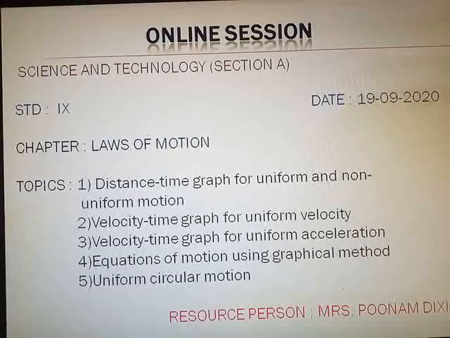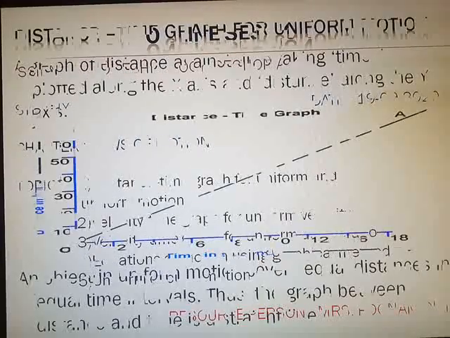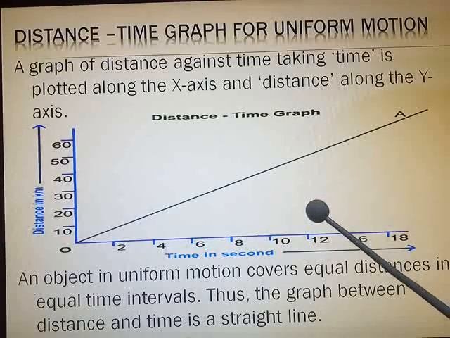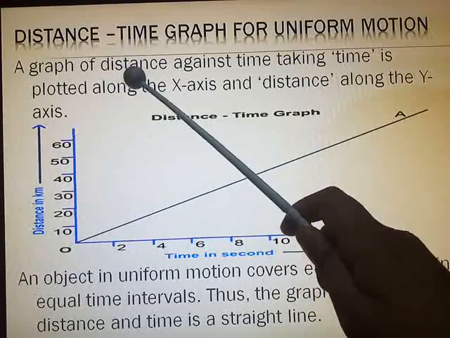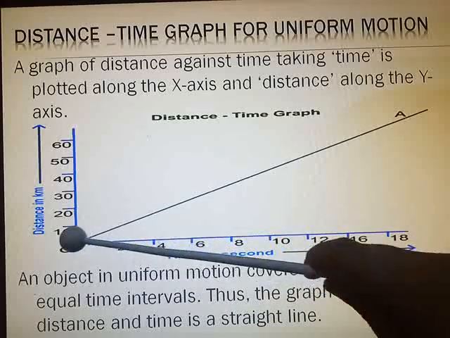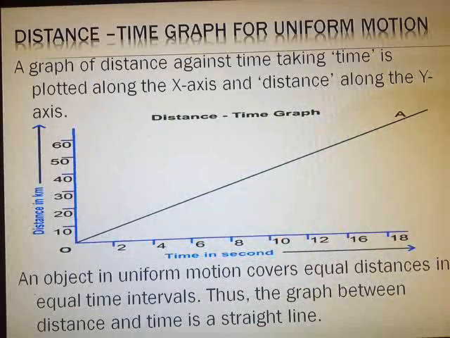So without wasting our time, we will start with our first topic, that is distance time graph for uniform motion. If a graph of distance against time is taken, and here time is taken along the x-axis and distance in kilometers is taken along the y-axis, then an object which is in uniform motion will cover equal distances in equal time intervals.